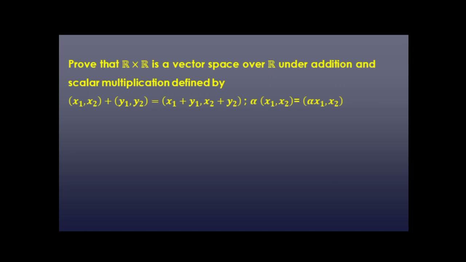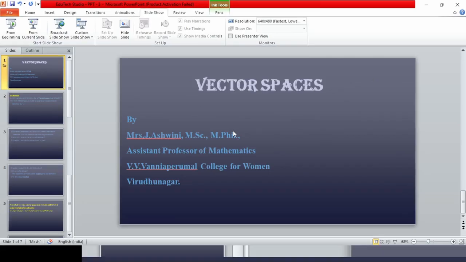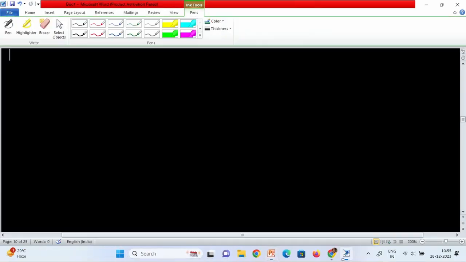Now we are going to prove R cross R is a vector space over R under usual addition and scalar multiplication defined by the ordered pair x1, x2 plus the ordered pair y1, y2 equals the ordered pair x1 plus y1, x2 plus y2, and alpha into x1, x2 equals alpha x1, alpha x2. For that, first we are going to prove R cross R is an abelian group.